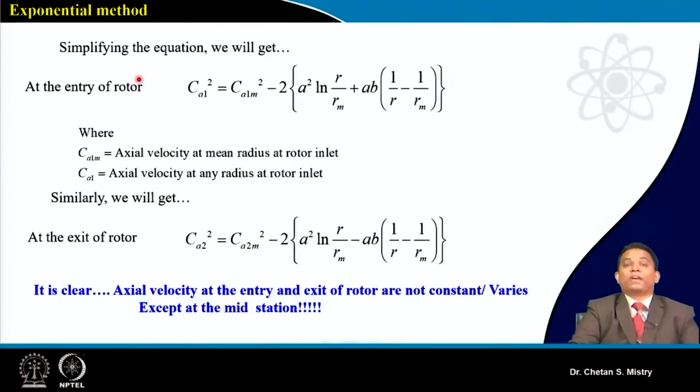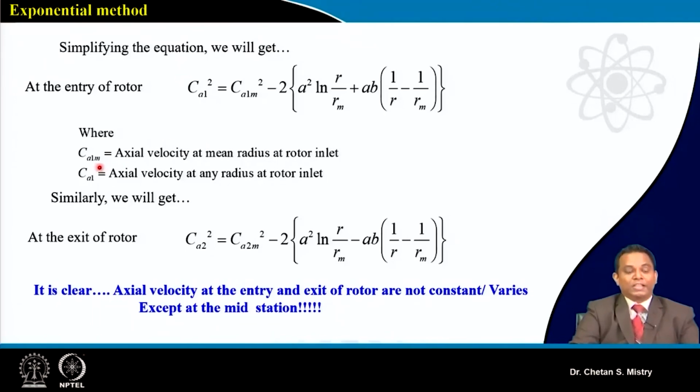If we simplify this equation, we will get, at the entry of my rotor, the axial velocity variation in terms of the magnitude of axial velocity at the midsection, and this is a function of my radius. We will not go into the detail of the derivation because this is a design course; with pen and paper, try to calculate this CA1 and see what you get.